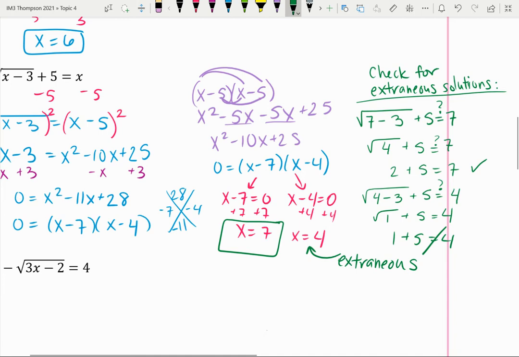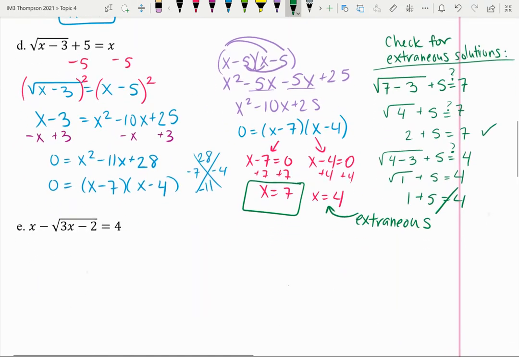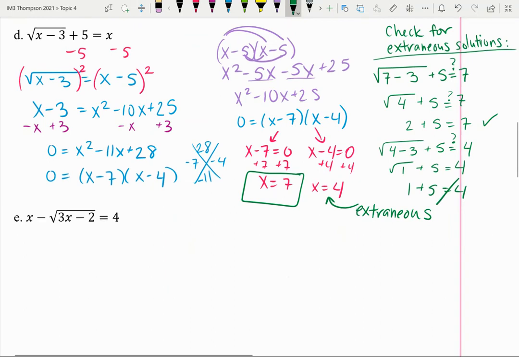E is going to be very similar. I'm going to start you off and then I'm going to let you do the rest. So it's very similar. I know it's a bit of work. They get easier as you have more practice. So I'm going to go ahead and work with you to isolate the square root, and then I'm going to let you do the rest.